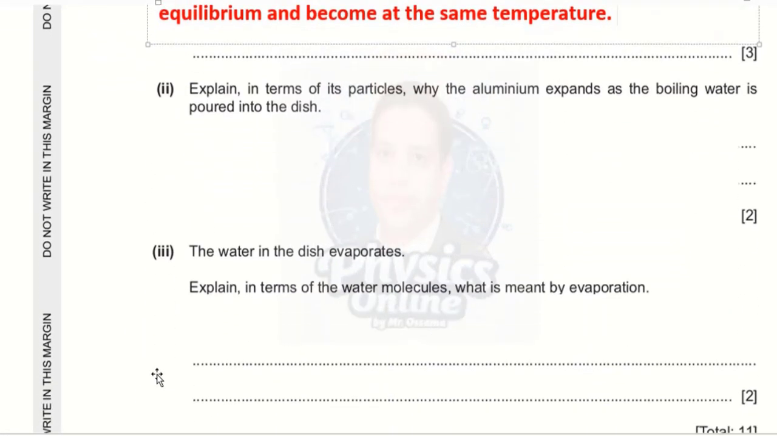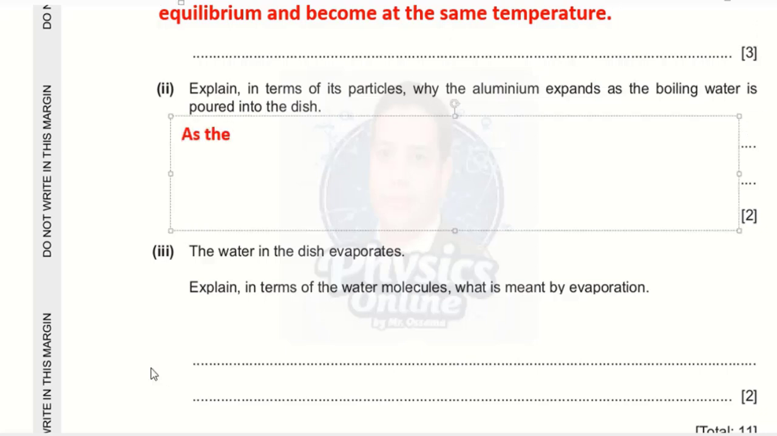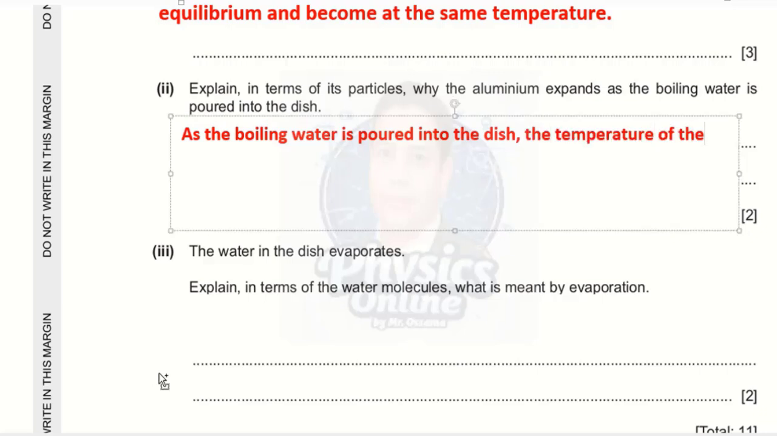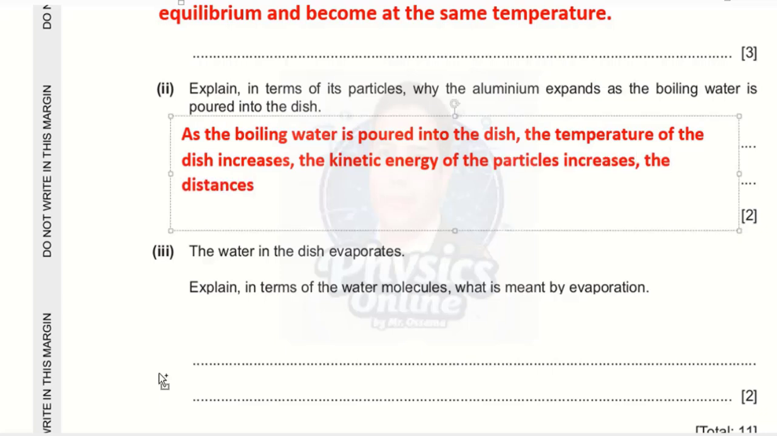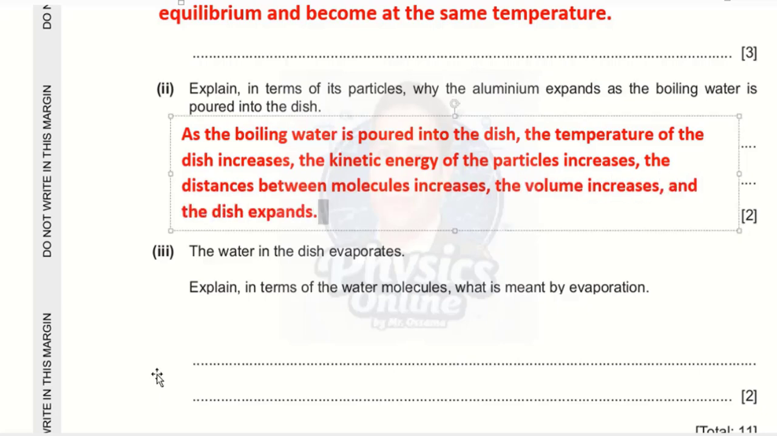Explain in terms of particles why aluminum expands as the boiling water is poured into the dish. As the boiling water is poured into the dish, the temperature of the dish increases, the kinetic energy of the particles increases, the distance between the molecules increases, the volume increases, and the dish expands.